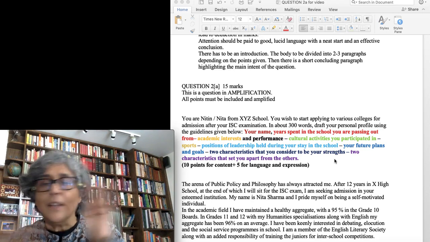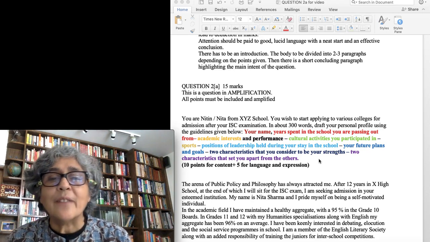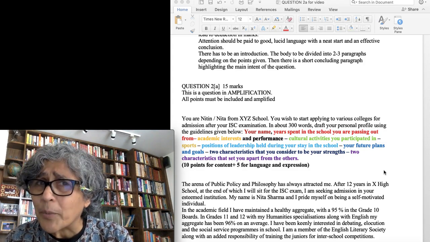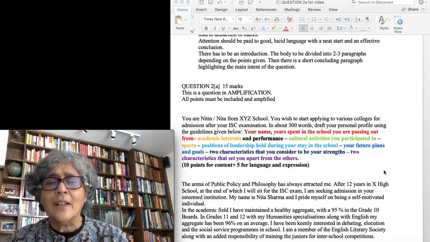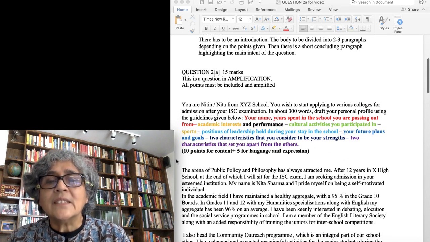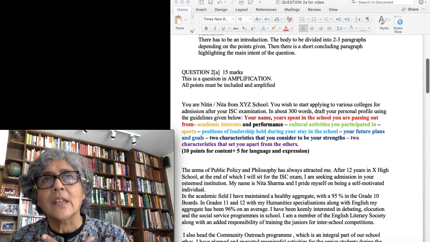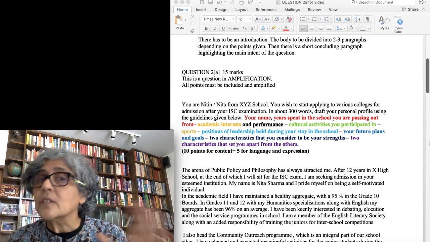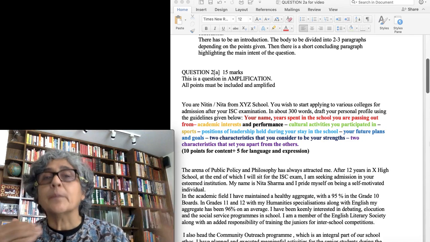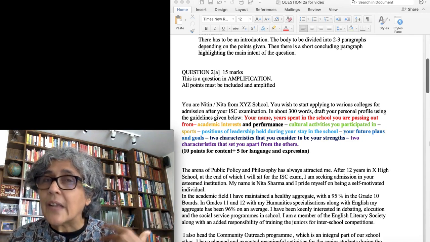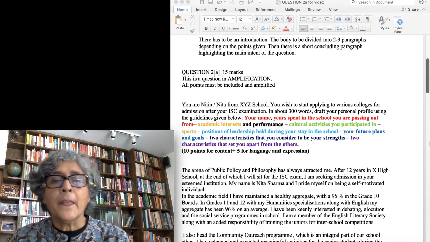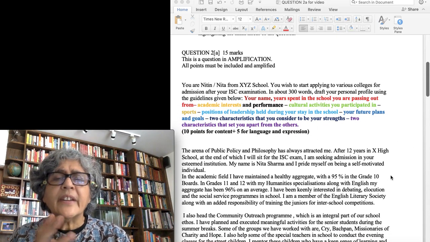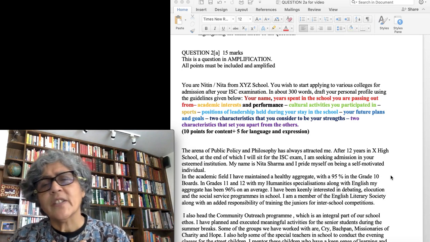So 10 points, 10 marks, and 5 will be for your language and expression, which is understandable. It's a language paper. Got it? Now, these marks might vary. Definitely might vary, so it's not etched in stone. It depends on the points and the level of difficulty. Okay, so let's look at it. How do I begin? The arena of public policy and philosophy has always attracted me.